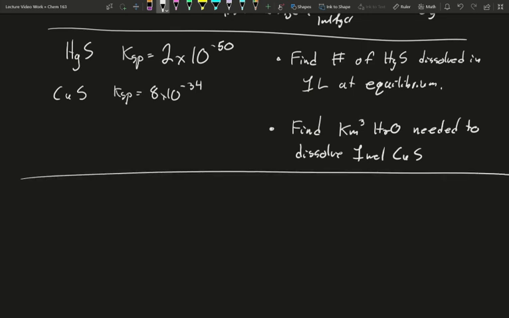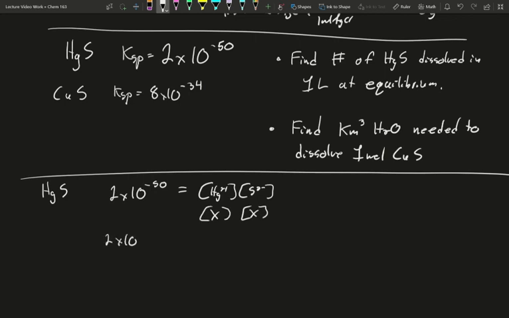All right, if you're back, let's start with our mercury sulfide, HgS. Our Ksp says that 2 times 10 to the minus 50 must equal the ions separated. That's going to be our mercury 2+ and our sulfide 2-. There's one of each in the original formula, so we'll get one of each when they dissolve. So they're the first power. Whatever amount of one dissolves, we'll get the amount of the other, so these must both be x. Some amount will successfully dissolve. So 2 times 10 to the minus 50 must equal x squared.